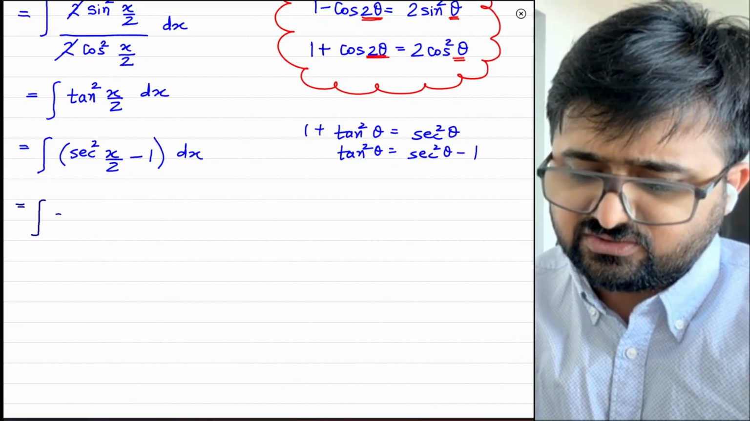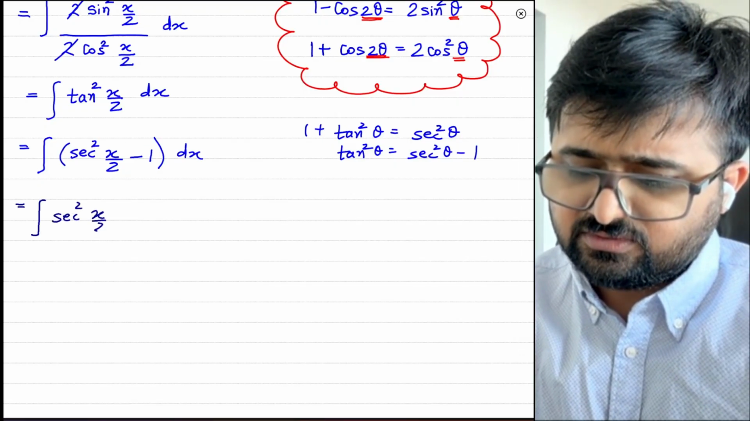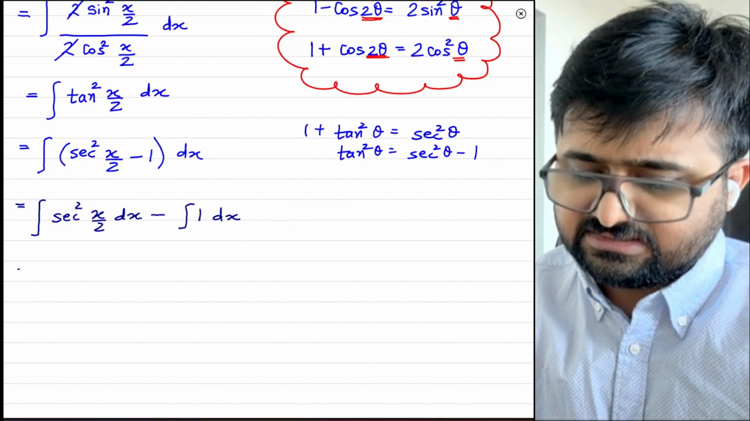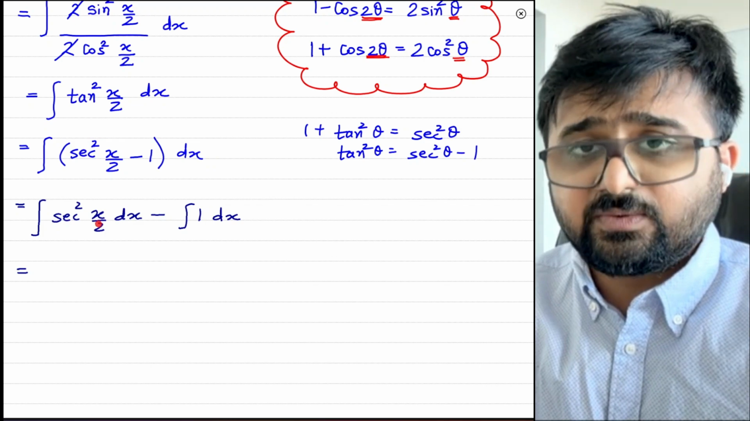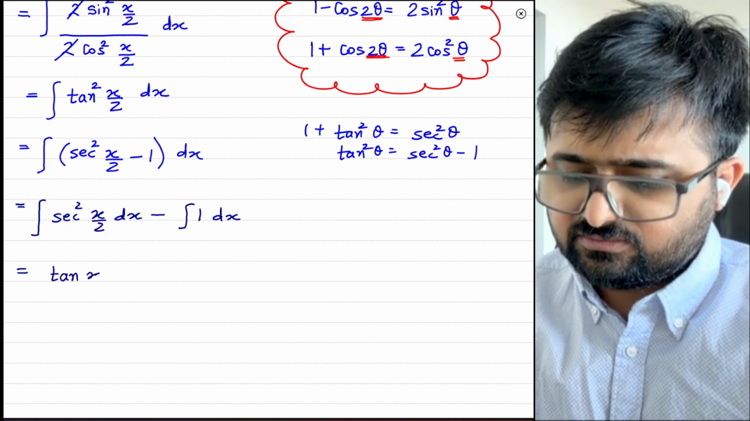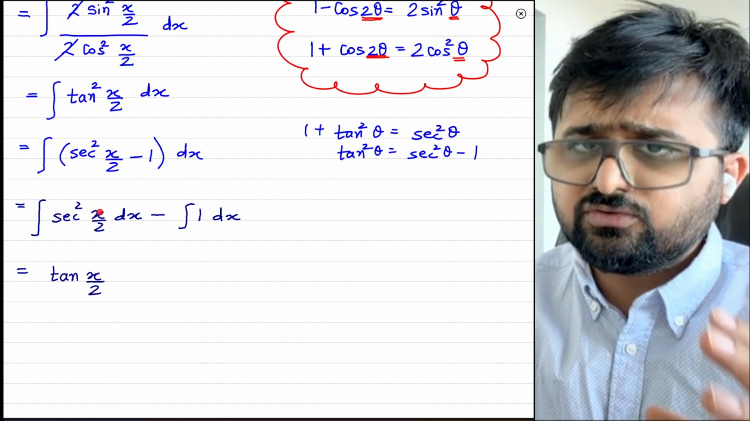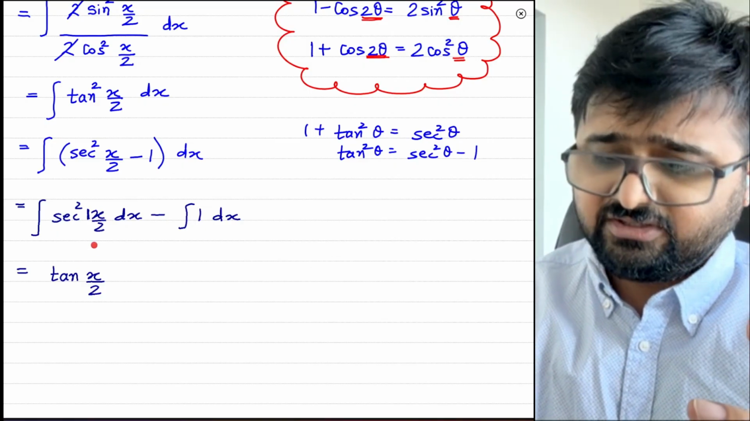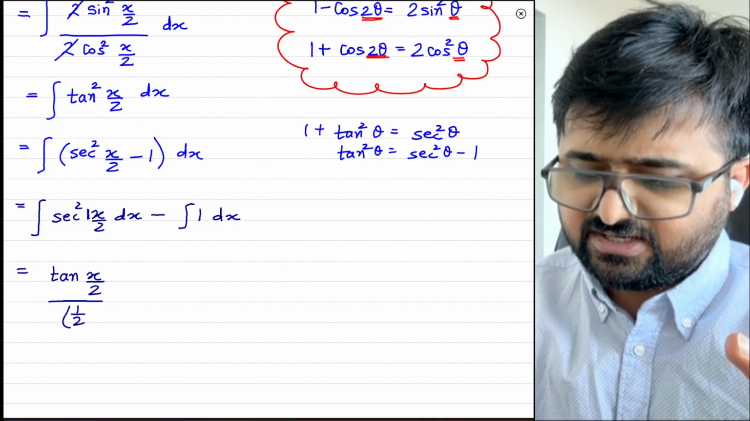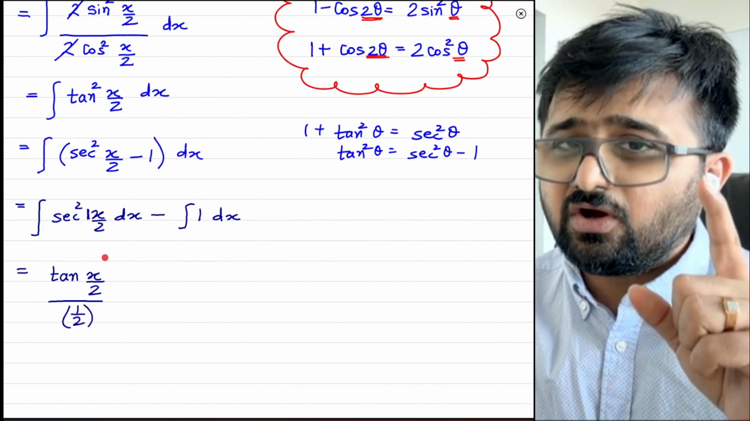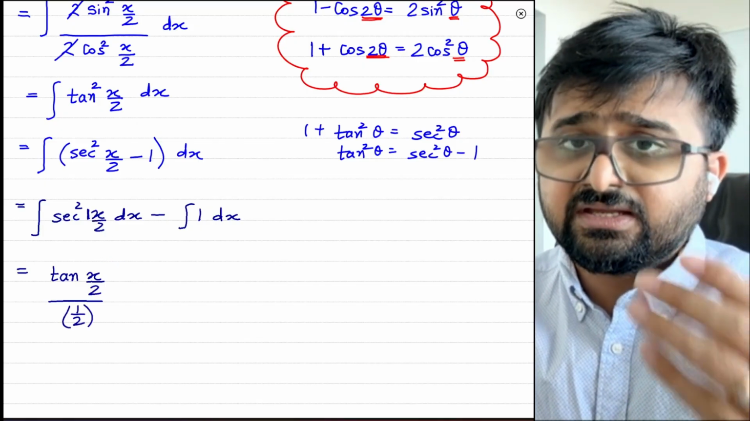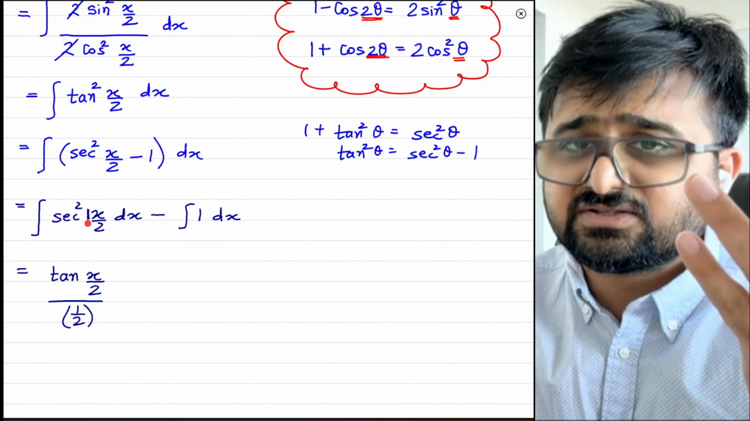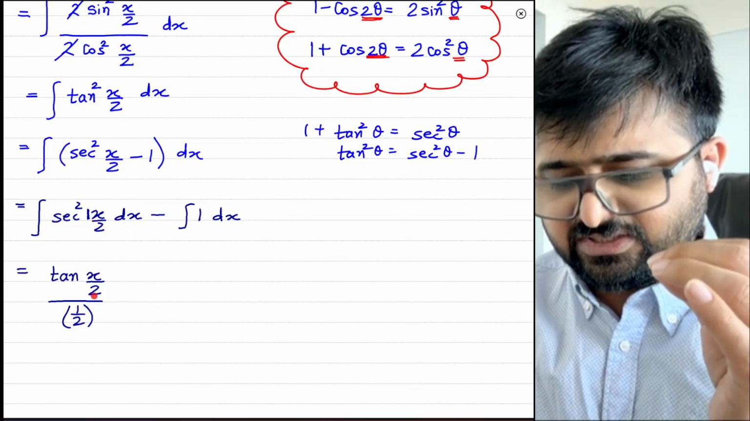So we have integration of sec square x by 2 with respect to x minus integration of 1 with respect to x. Now, integration of sec square x by 2 is nothing but tan x by 2. Remember, you don't need to do u substitution here. What you can just do is divide by the coefficient of x. The coefficient of x here is half. So just divide by the coefficient of x, which is half. Remember, in integration, you always divide by the coefficient of x. It's exactly opposite of differentiation. In differentiation, you multiply by the coefficient of x. It is called chain rule. But in integration, we divide by the coefficient of x.